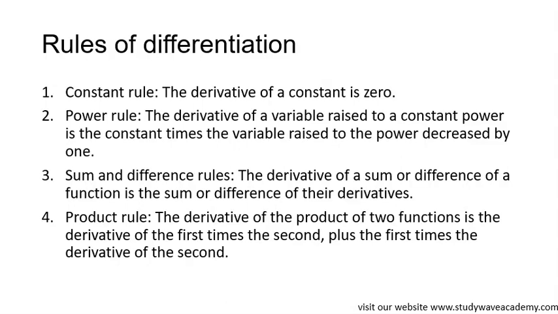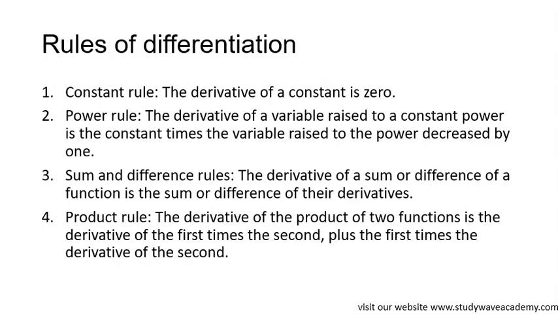Then the power rule. The derivative of a variable raised to a constant power is the constant times the variable raised to the power decreased by 1. So if you have x raised to power n, the derivative is n times x raised to power n minus 1, okay? We're going to be looking at examples to help us understand this.